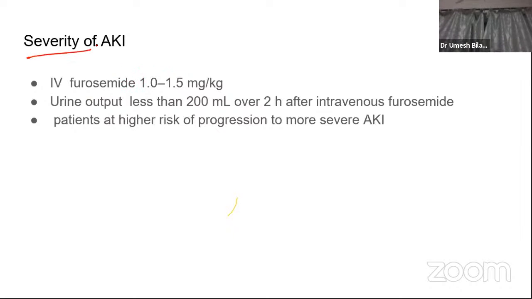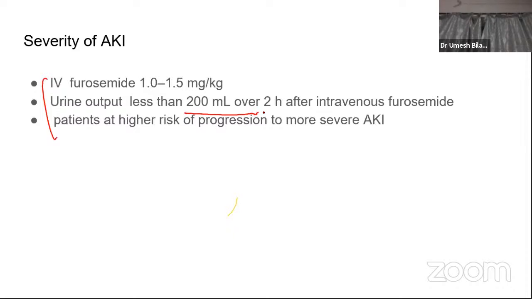One of the most commonly used tests is to give a challenge with IV furosemide, 1 to 1.5 mg per kg, and if the urine output is less than 200 ml in the next 2 hours after intravenous furosemide, the patient has a high risk of progression to more severe AKI. So if you have a patient with AKI, you do this test, and if he doesn't secrete at least 200 ml of urine, then the chances are this patient can go into a severe form, and you had better be prepared to handle the serious case as a serious case. It is an early way to pick up, so that you may even think of sending him to a center where dialysis or a nephrologist facility is available. That's the reason you have to assess the AKI severity.